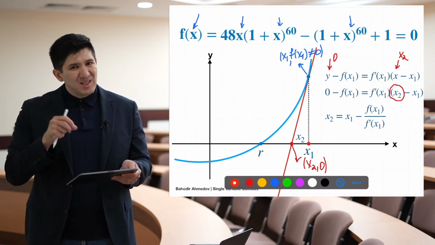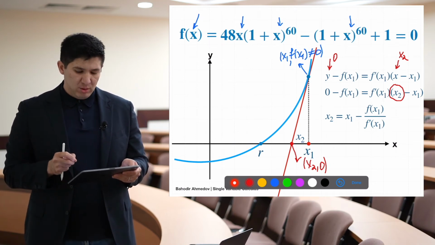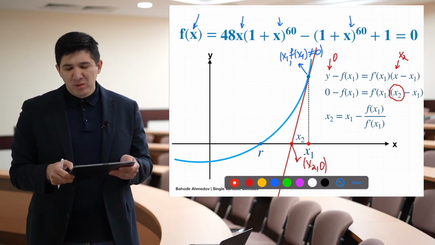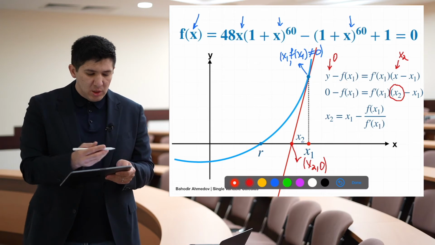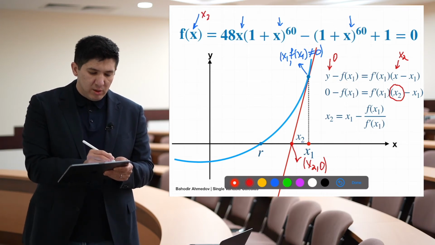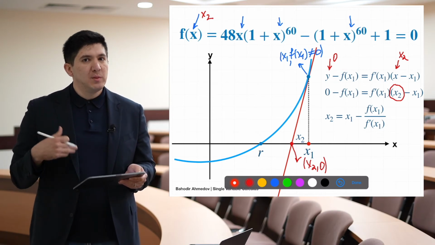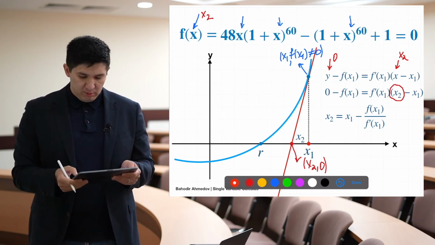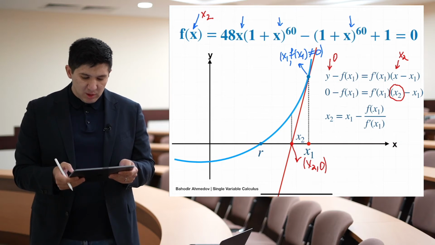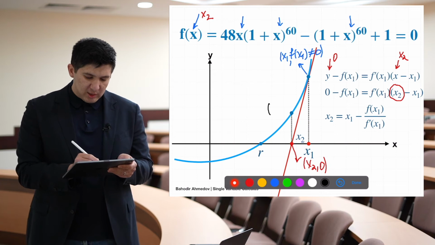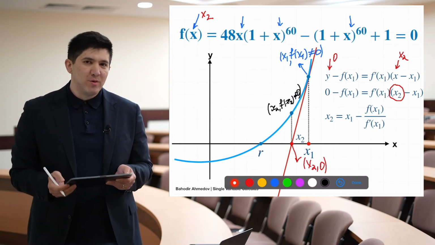So is it the root of this curve? Well, I don't know. I think no, but how would you know this? If you substitute x2 into this equation, and if it is equal to 0, then this is going to be the root. If it is not, then this is not the root. So let's check this. This point here is going to have the coordinates x2 and f of x2, which is obviously not equal to 0. No, it is not the root.